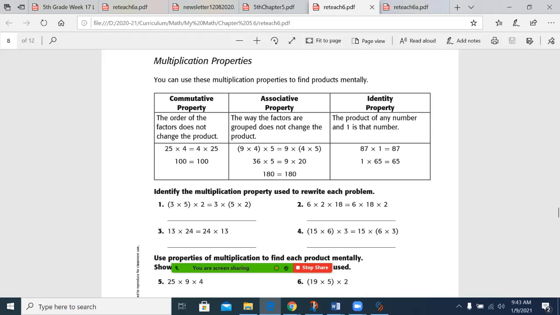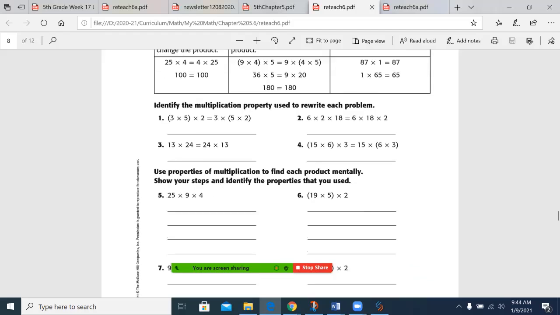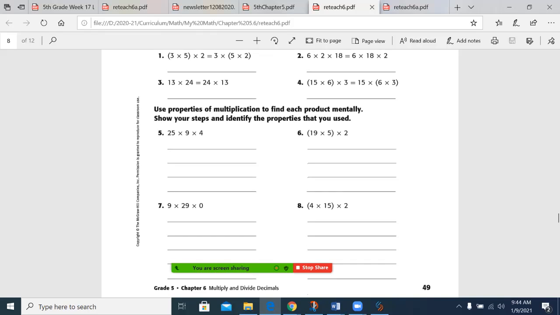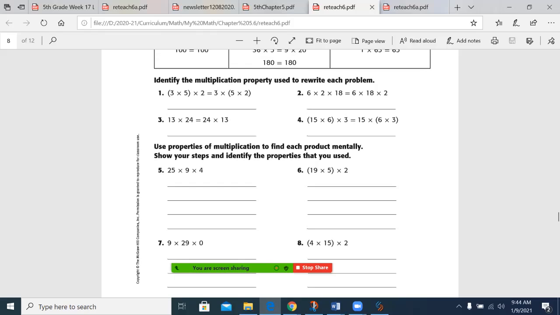Identity property: the product of any number and 1 is that number. So 87 times 1 is 87. 1 times 65 is 65. 1 times 11 billion would be 11 billion. It's not a real number, but the same thing applies. So let's talk a little bit about the odds together, at least the beginning of the odds, and then you'll be doing some of the evens.